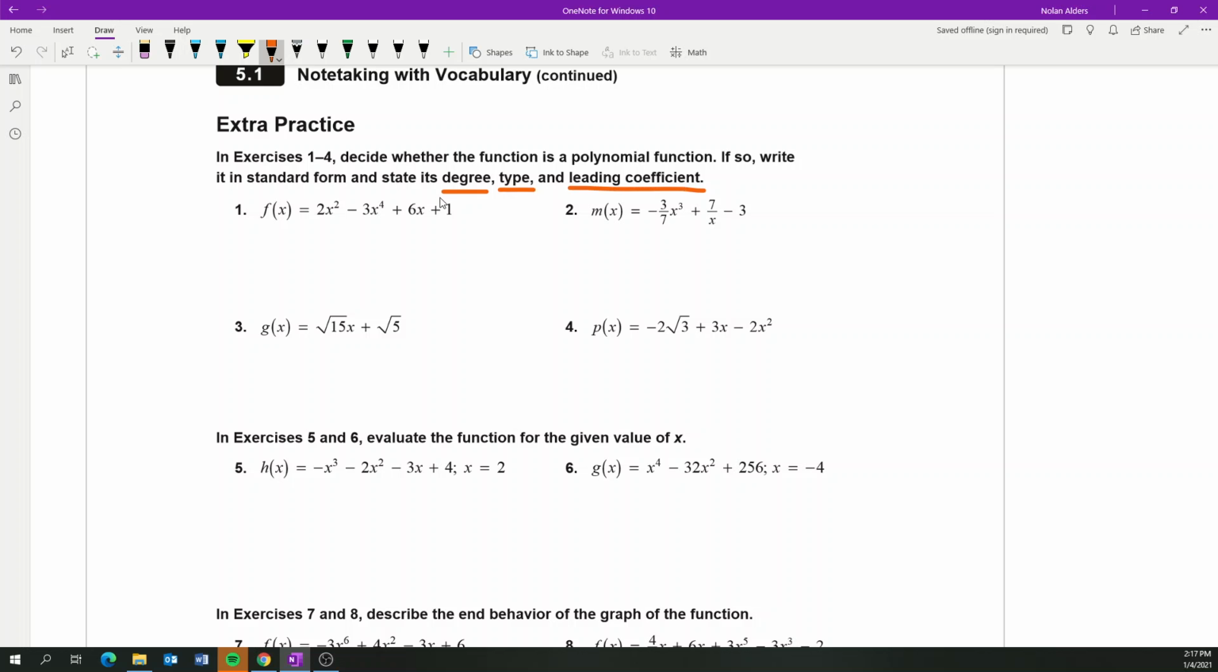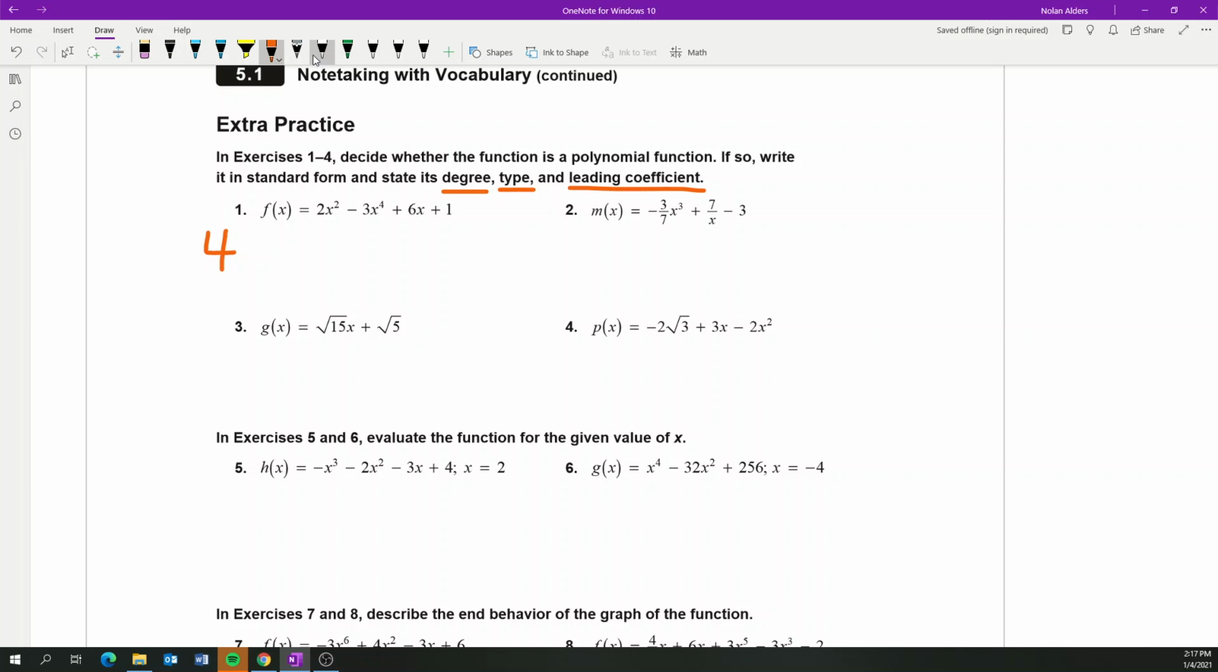Degree is simply going to be the largest exponent. So for number 1, the degree is 4. You can see that the largest exponent is a 4. So we will say that our degree is 4.